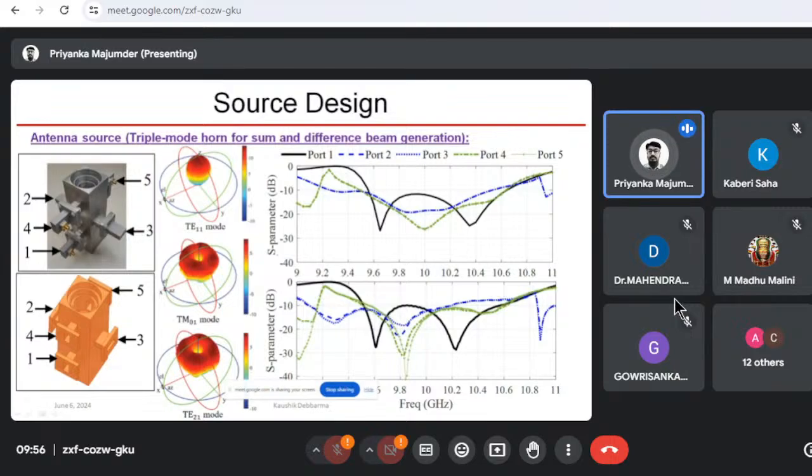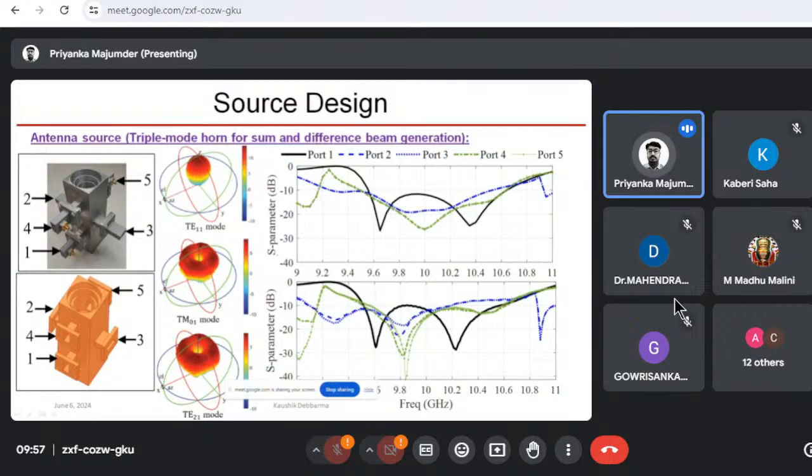From the extreme left, at the bottom, the orange figure is actually a simulated model of the antenna. It is called a triple mode horn antenna. It generates the pattern. Triple mode, of course, means it has three types of modes that it can operate on. As you can see from the three different patterns, they are named TE11, TM01, and TE21. And at the extreme left top, you can see the horn that has been developed using 3D printing.